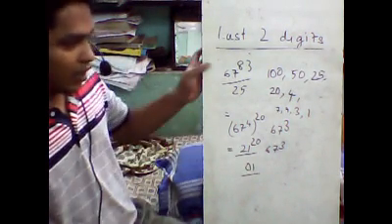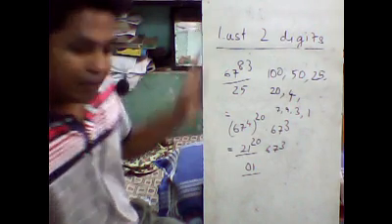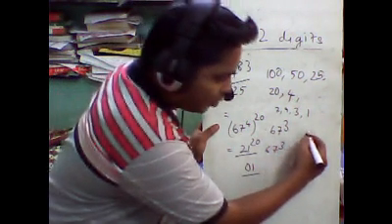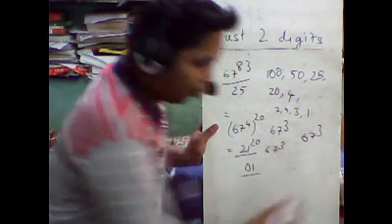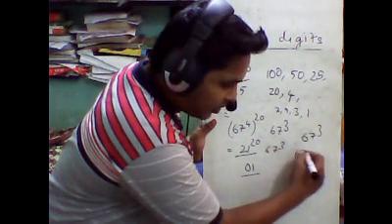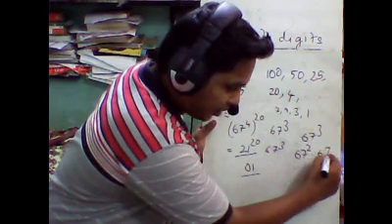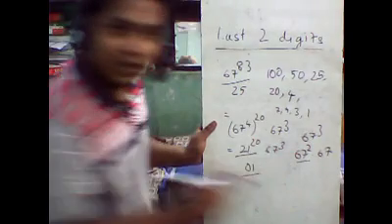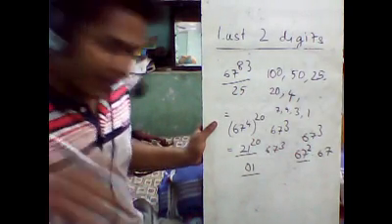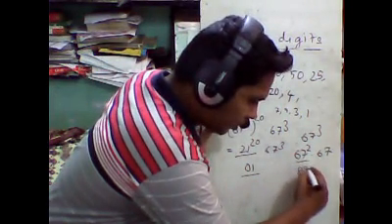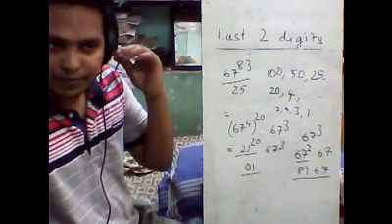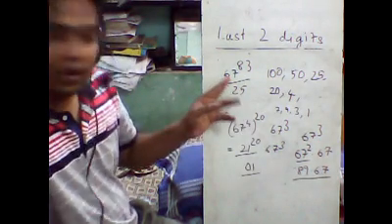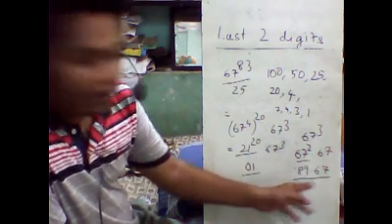So finding the last two digits of 67 to the power of 83 becomes as simple as finding the last two digits of 67 cube. 67 cube is nothing but 67 square into 67. 67 square is nothing but 17 square, which is 89. So 89 into 67. We need to find the last two digits of 89 into 67.